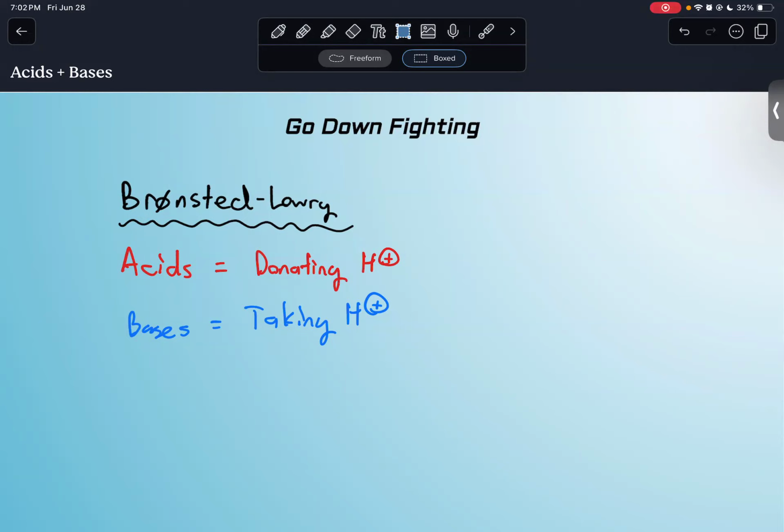Today we're going to be talking about acids and bases. There are many definitions of acids and bases. The one that we're going to be focusing on is Bronsted-Lowry.